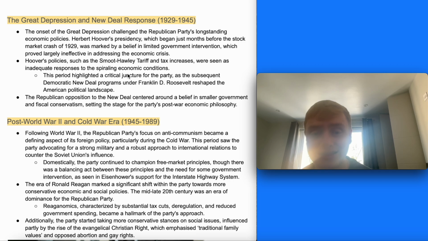This highlighted a critical juncture for the party, as the subsequent Democratic New Deal programs under FDR shaped the American political landscape. Crucially, make sure you know this was not the Republican Party, it was the Democratic Party, and the Republican opposition to this Democratic New Deal centered around a belief in smaller government and fiscal conservatism, setting the stage for the party's post-war economic philosophy.